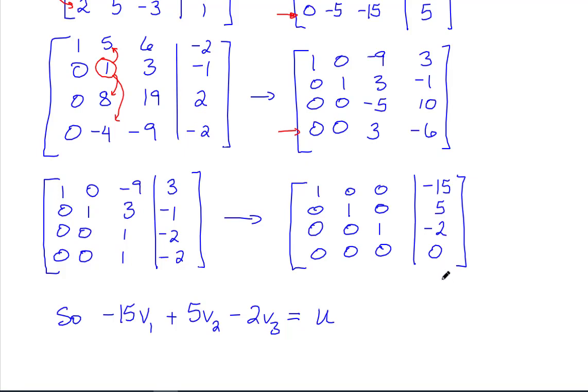And I find, yes, there is a C1. C1 is minus 15. C2 is 5. C3 is minus 2. So yes, there are constants, which when I multiply them by V1, V2, V3, it will give me U.